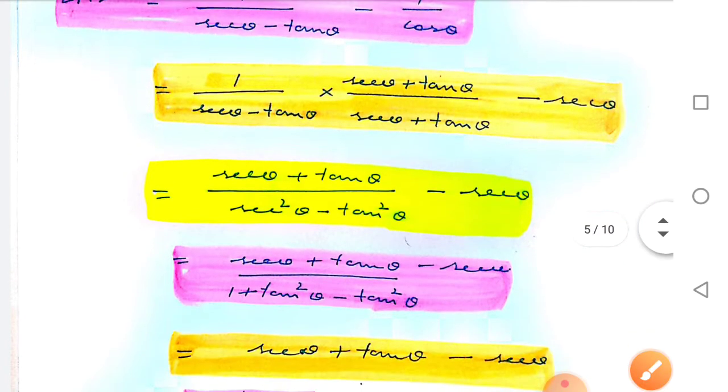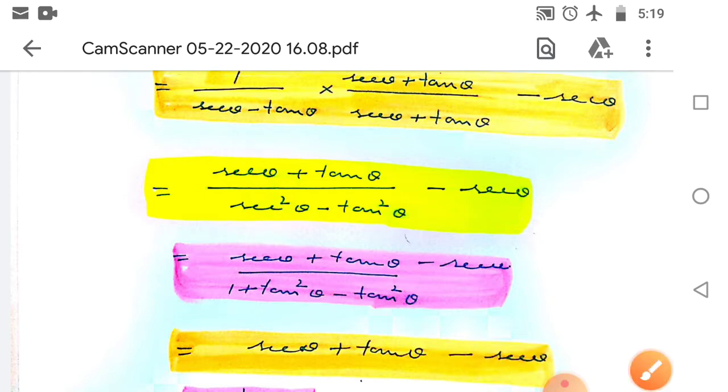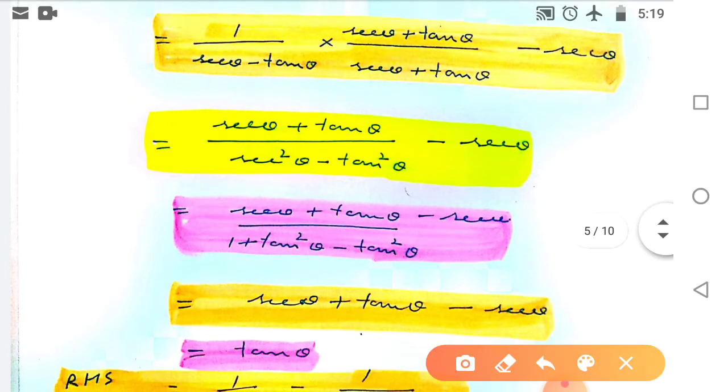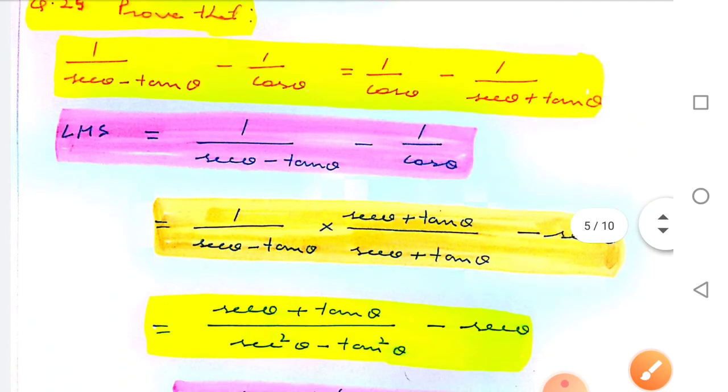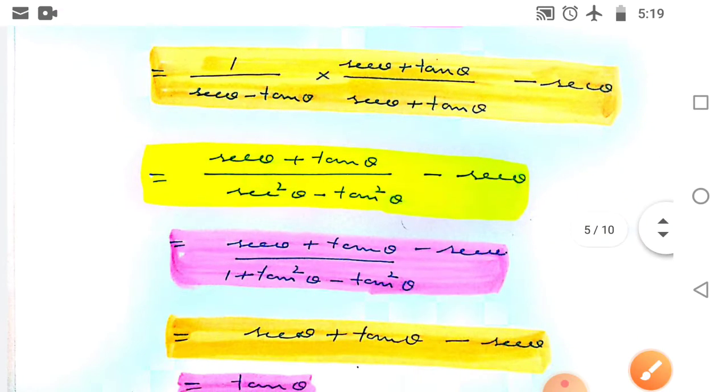Now in the denominator this is sec square theta minus tan square theta, but we know that sec square theta is 1 plus tan square theta. So instead of writing sec square theta here we write 1 plus tan square theta. So this tan square theta gets cancelled with this tan square theta because this is minus, this is plus. So ultimately we get sec theta plus tan theta minus sec theta, and this is gone, and finally we get tan theta. When we solve the LHS, after rationalizing, the value of LHS becomes tan theta.